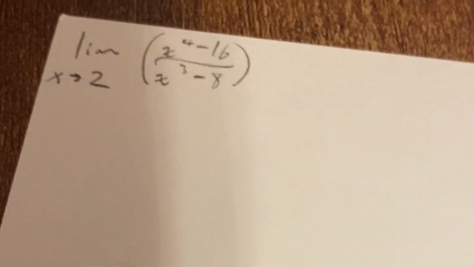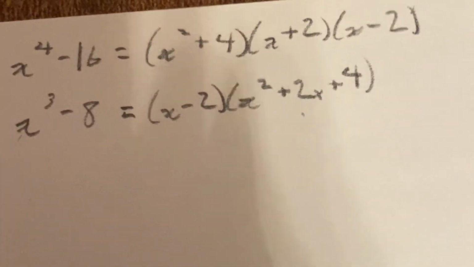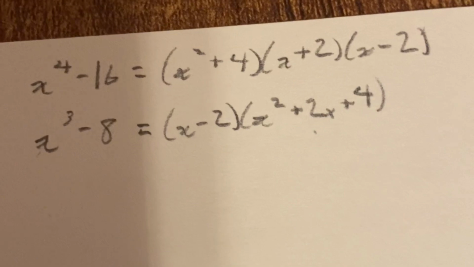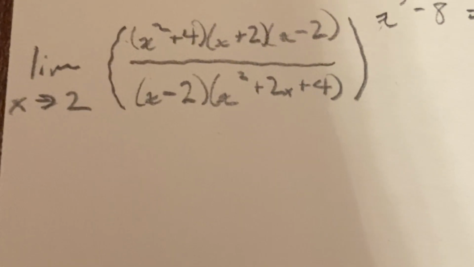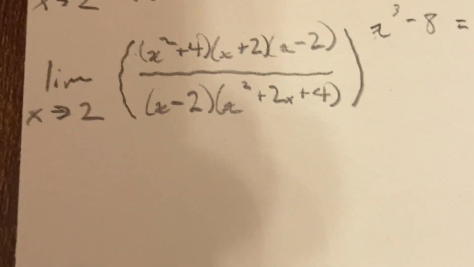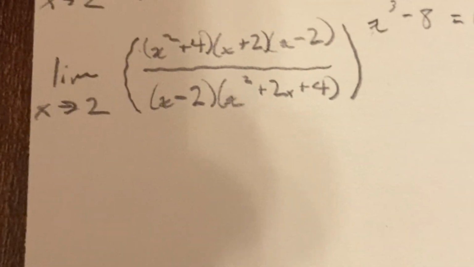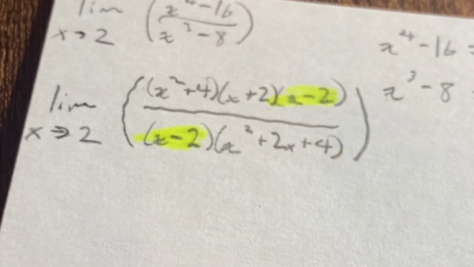So, starting back with our limit, remembering that these are the factored forms of these two expressions, we substitute those in and we get this limit. Okay, so now we get this thing, and would you look at that, we actually do have some reducible terms here. Our x minus 2's work.